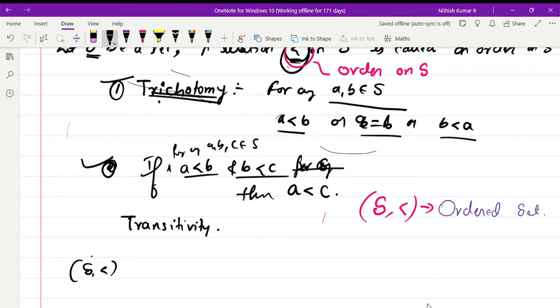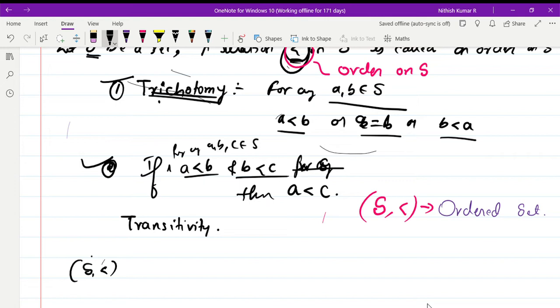S is a set with a relation less than satisfying two conditions, trichotomy and transitivity. What is trichotomy? Trichotomy says for any a, b belonging to S, either a is less than b, or a equals b, or b is less than a. And transitivity says whenever a, b, c belong to S with a less than b and b less than c, then a must be less than c.